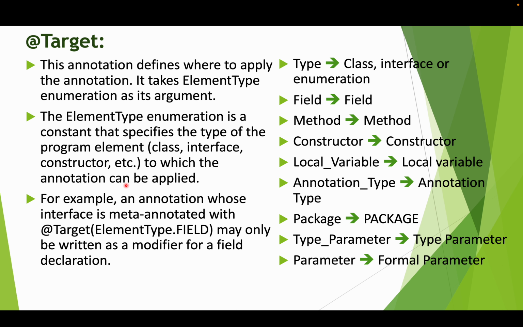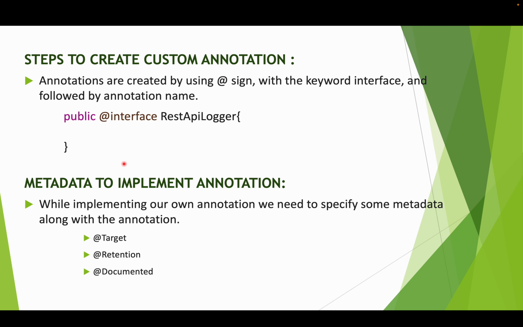For example, I am going to create a field level annotation. How can I create that? I need to provide this @Target(ElementType.FIELD) on top of my custom annotation. So now my custom annotation will look like public @interface RestAPILogger. On top of it, I will provide @Target(ElementType.FIELD). Why am I giving FIELD? Because I am going to create a field level annotation.